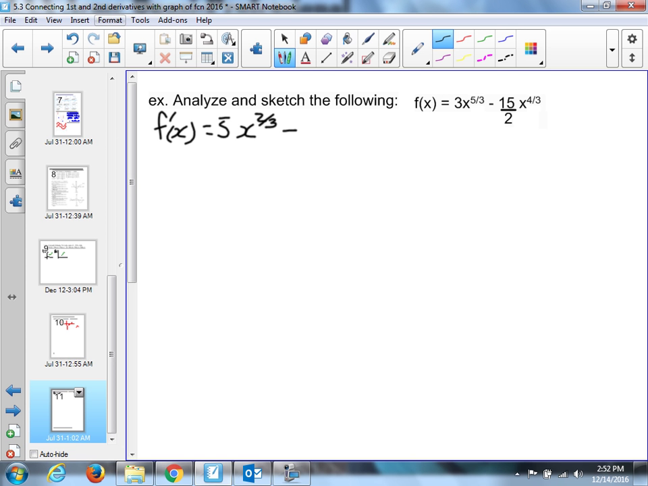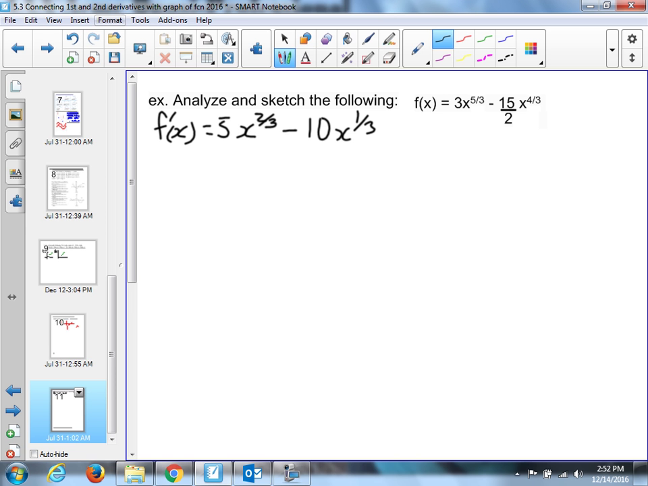Minus, okay, 15 halves times 4/3. Oh, come on, arithmetic, guys. 60 over 6 is 10. Yeah. 10 and then x to the 1/3.